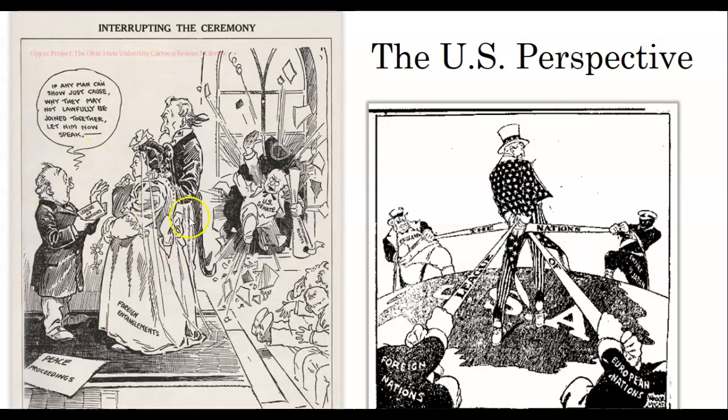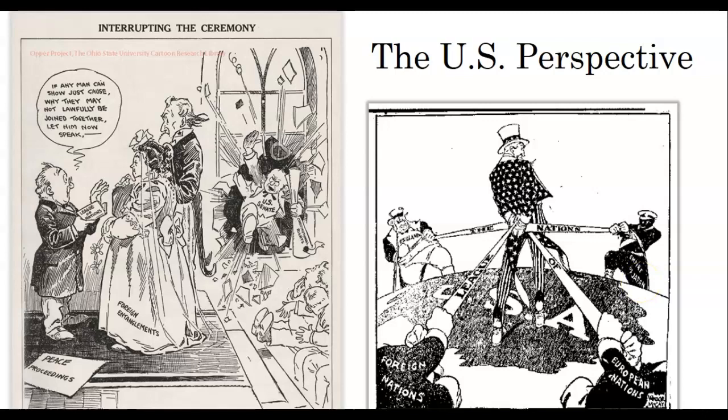And over here in this cartoon, we can see interrupting the ceremony, and there's a gentleman here holding a card that says the League of Nations, and we have Uncle Sam looking like he may marry this woman named Foreign Entanglements, and it says, "If any man can show just cause why they may not lawfully be joined together, let him speak now." And here comes the US Senate jumping in with constitutional rights in his hand. In this other cartoon, we see Uncle Sam's hands tied by the League of Nations, four nations, European nations, England, the Empire of Japan, all kind of tying the United States' hands.